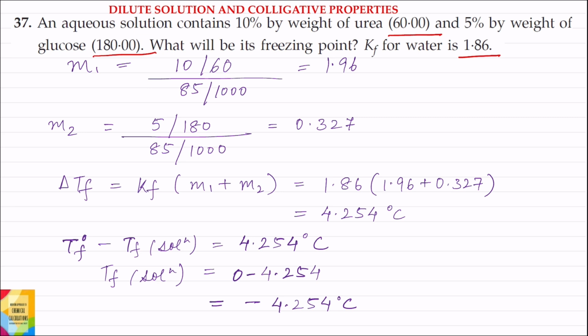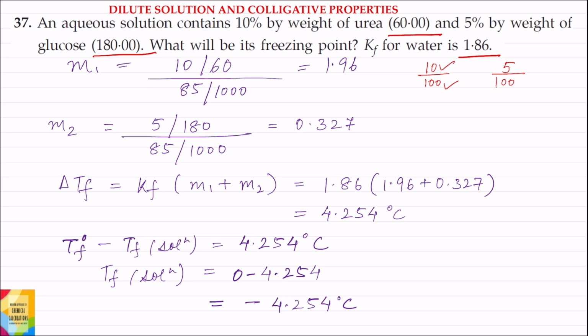अब 10% by weight मतलब क्या होता है? 10% by weight मतलब हो गया 10 by 100. तो weight of solute हो गया 10 ग्राम, weight of solution हो गया 100 ग्राम. And 5% by weight मतलब हो गया 5 by 100. Weight of solute हो गया 5 ग्राम and weight of solution हो गया 100 gram.